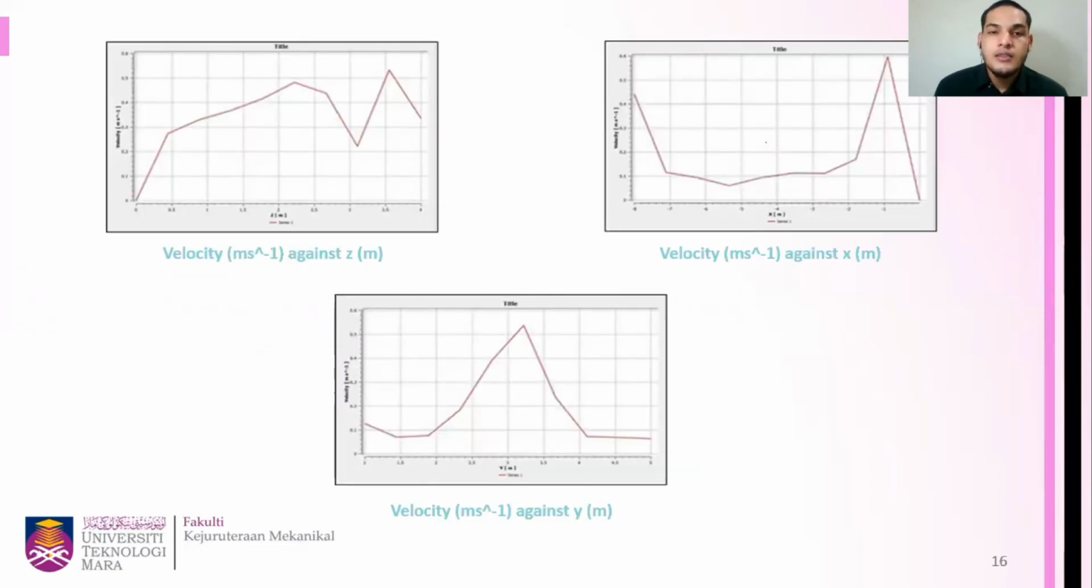These are the results. The first one is velocity against Z. The second one is velocity against X, and lastly, velocity against Y.